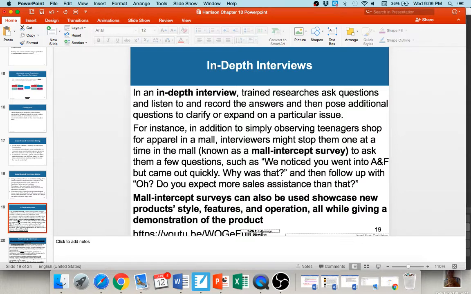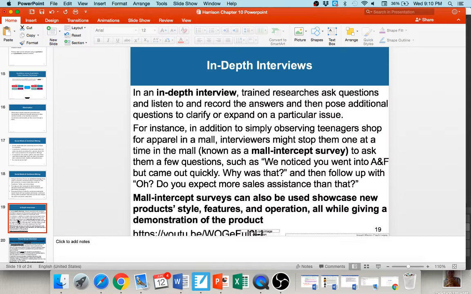So rather than just watching their behavior, like we did with observation, these mall intercept surveys are really helpful because you can ask them questions like, hey, I saw that you walked into Abercrombie and Fitch, but you came out in like less than a minute. Why was that? And, you know, they might tell you, oh, well, nobody waited on me. And you might say, oh, gosh, did you want more assistance than that? And they'll say, yeah. And you'll say, okay, well, what was your expectation? How quickly should they have greeted you? And, you know, you can take that and kind of relay that to your company.